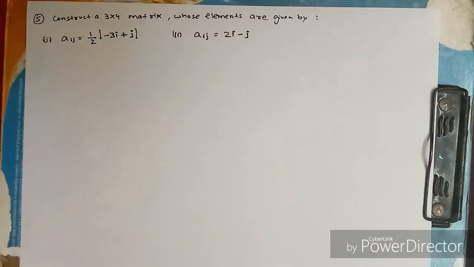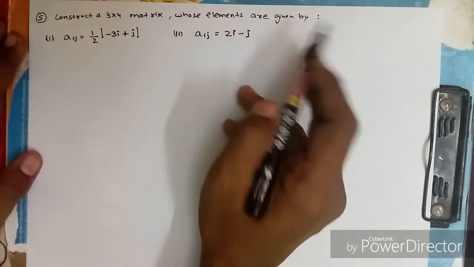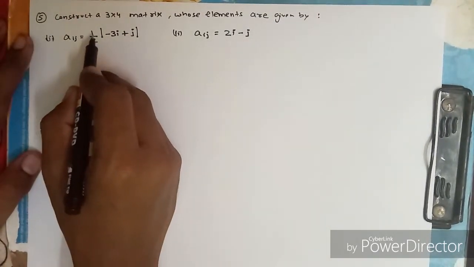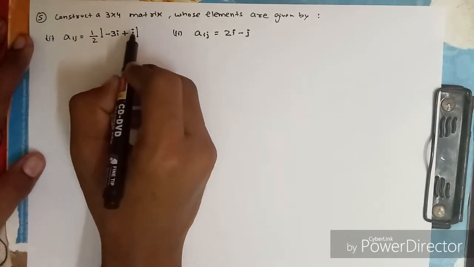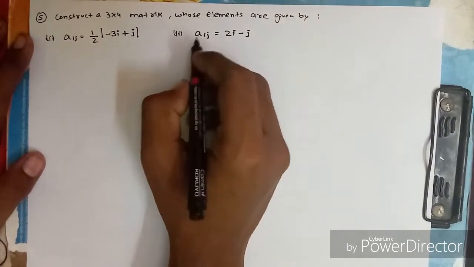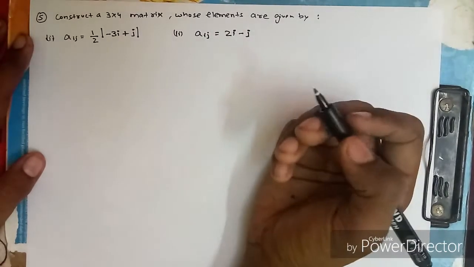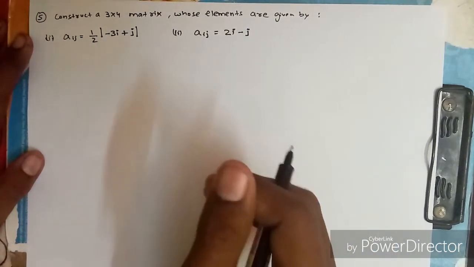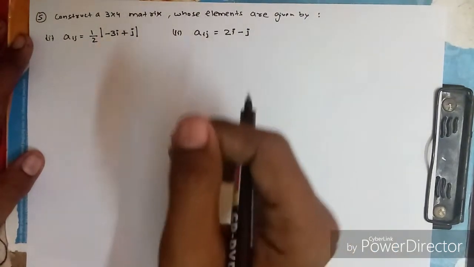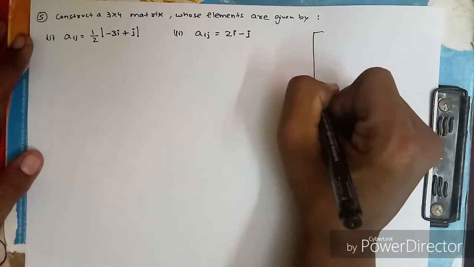So the next problem says, construct a 3 cross 4 matrix whose elements are given by aij equals 1 by 2 mod of minus 3i plus j, and the second one says aij equals 2i minus j. So it asks to find a 3 cross 4 matrix. So how do we write a 3 cross 4 matrix?